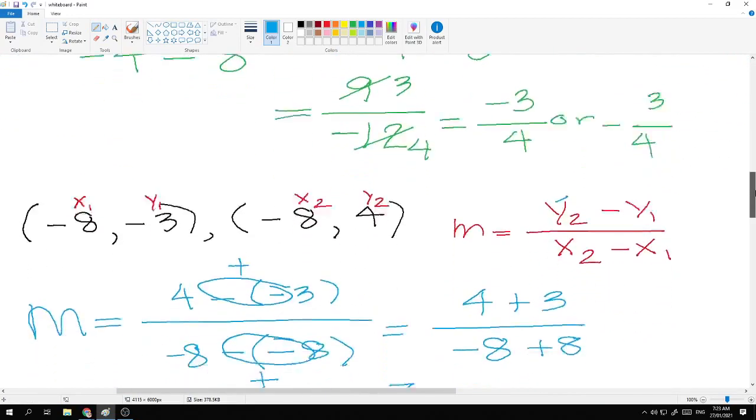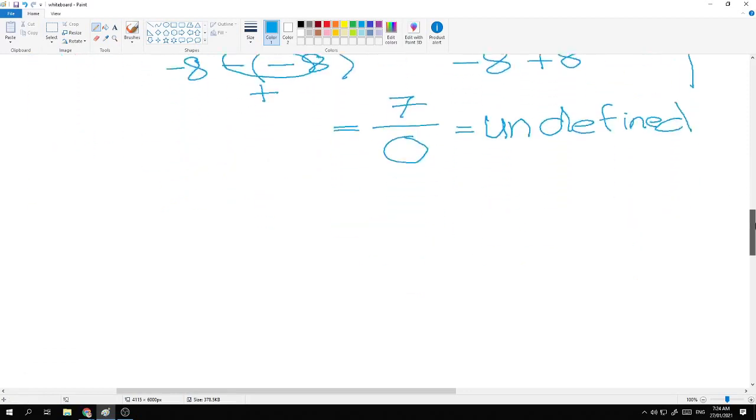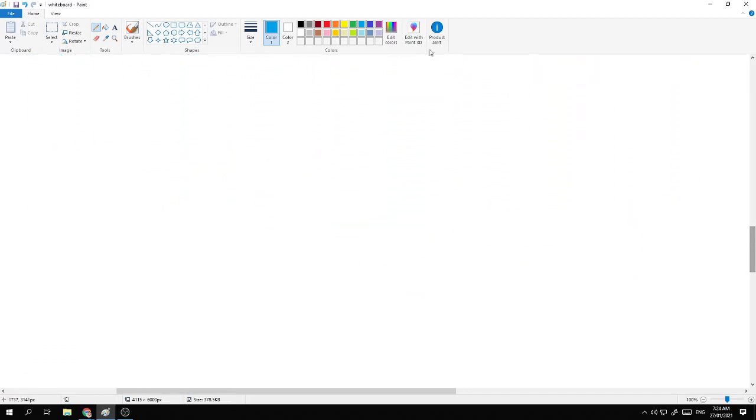For this one, it's undefined. So meaning the graph is a vertical line. So right away you can tell the slope. If it's positive, the graph will be slanting upward to the right. If the slope is negative, it's slanting downward to the right. Undefined slope: the graph is a vertical line. Zero slope: the graph is a horizontal line. You get the idea now, Section Ruby? Okay, let's have more examples.